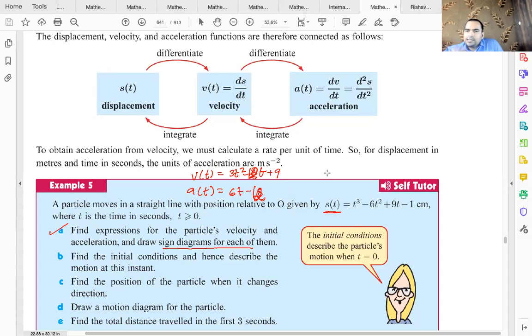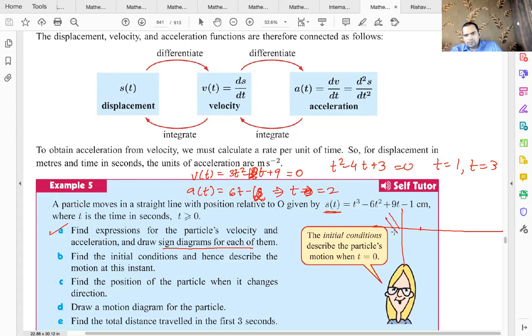And now to draw the sign diagram, you all know that you need to equate this to 0. So get the roots: t squared minus 4t plus 3 equals 0. If I factor out 3 common, you get t as 1 and t as 3. While if I equate the acceleration to 0, this gives me t equals 2. Now just draw the sign diagram and put them on a number line. Here, just make sure you draw a boundary, because the time can't be negative, so you go just beyond that.